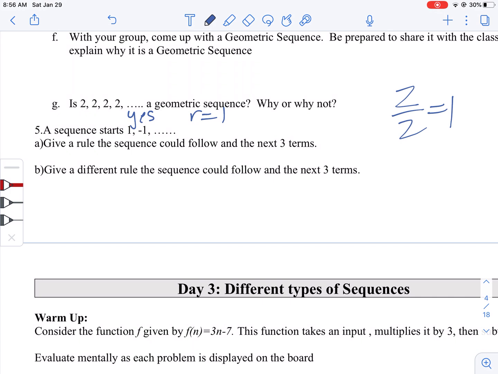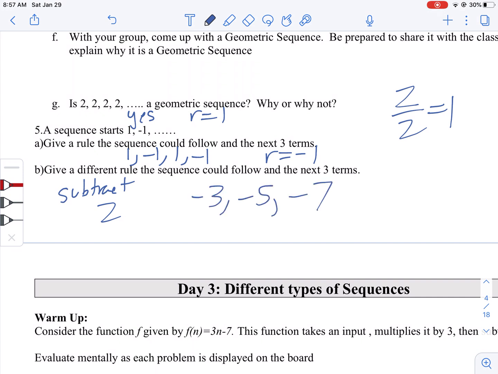And then the last one, if you had a sequence 1, -1, what could be the next 3 terms? Well, I could say I'm multiplying by -1, so it could be 1, -1, 1, -1, and that's with a growth factor of -1. But I also might say I'm subtracting 2. So it could be -3, -5, -7, which is not geometric.